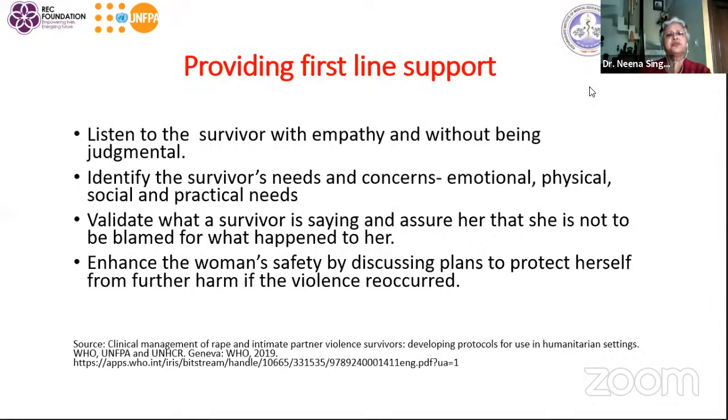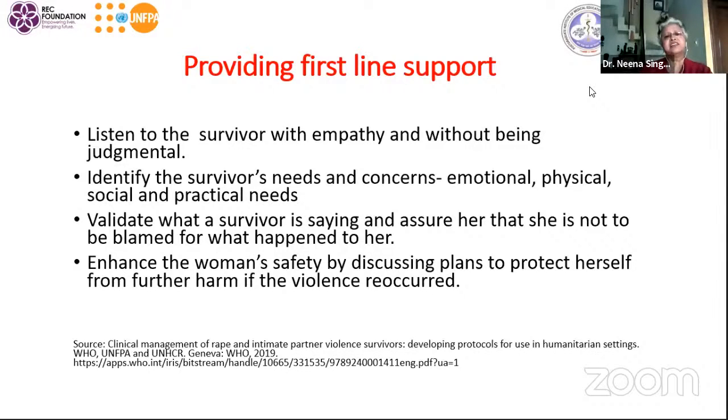So you have to provide the first line of support, because the survivor is coming to you first of all. So first line of support is your responsibility. What we need to do is to listen to the survivor with empathy and without being judgmental. We have to identify the needs and concerns, and it has to be all emotional, physical, social, and practical needs. Everything has to be taken into consideration in order to give proper treatment and also to rehabilitate the person.